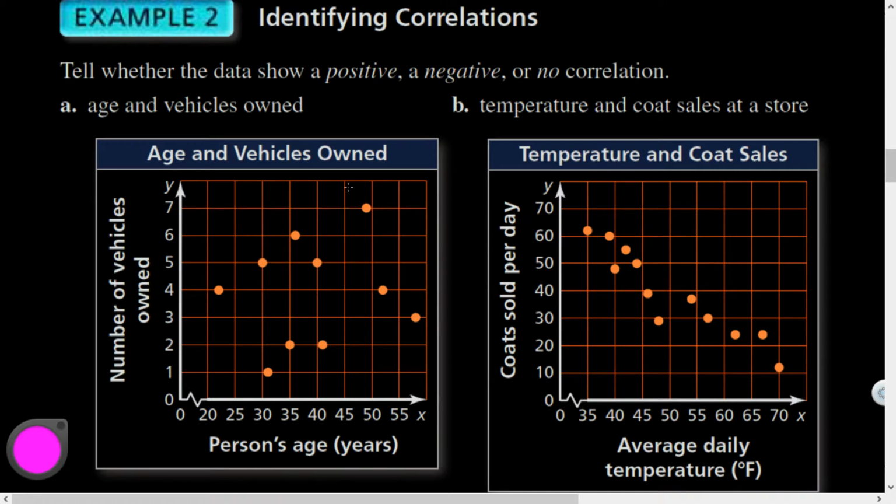Right, so here's the data. Could I draw a line that represents this data? Yeah, it's kind of all over the place. I'm going to say this is no correlation. No correlation.